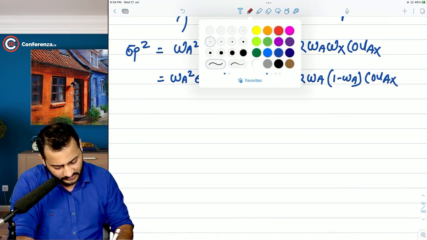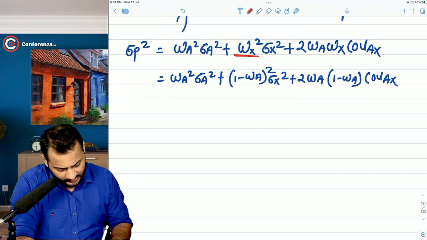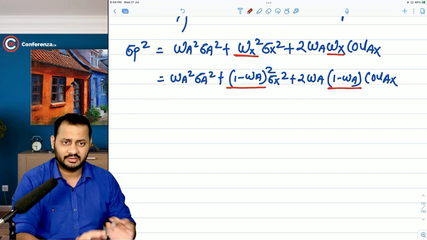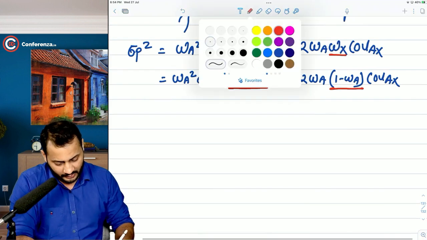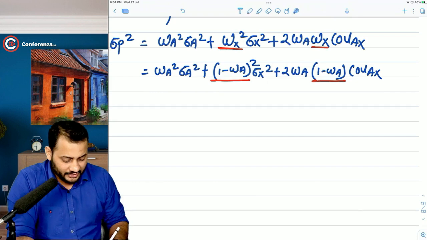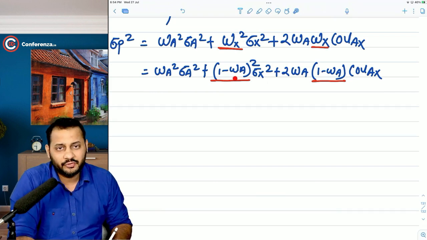So let me just do the working. In place of this I have written this, and in place of this I have written this. That's it. This is the only change that I have made. Now the next stage, step by step. Can we solve this 1 minus weight of A square? Yes sir. How to do that? You have learned this in your school days.